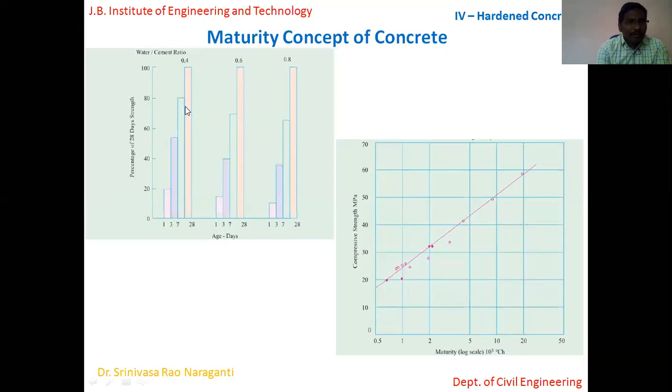The same thing is evident for the 3 days strength. Let us see here: for 3 days strength, for a 0.4 water cement ratio, it's getting a strength of about 55% or so. When it comes to a water cement ratio of 0.6, after 3 days it's getting a strength of about 40%.